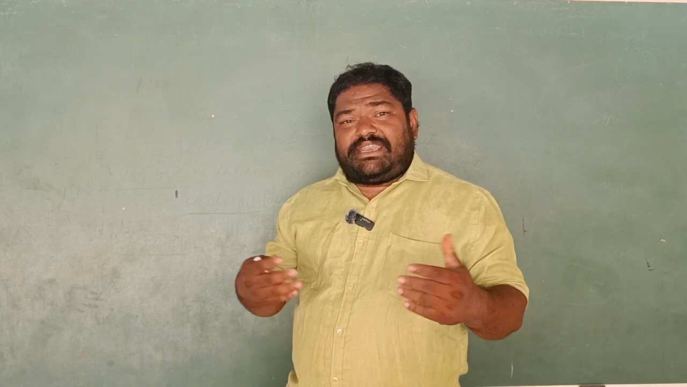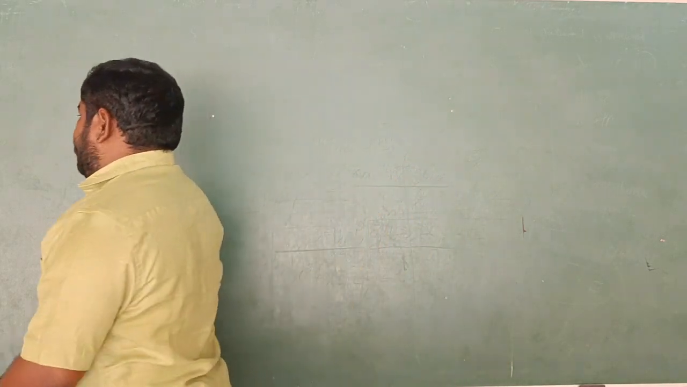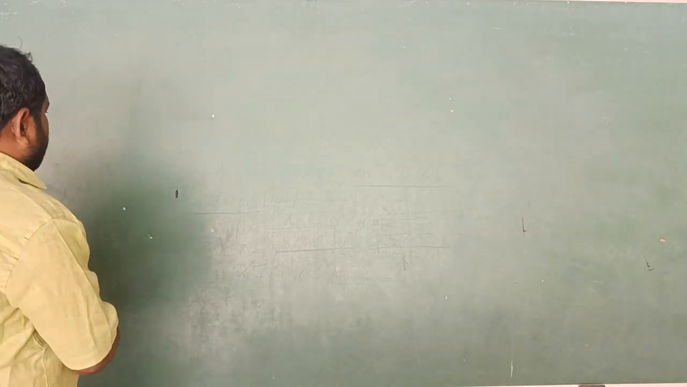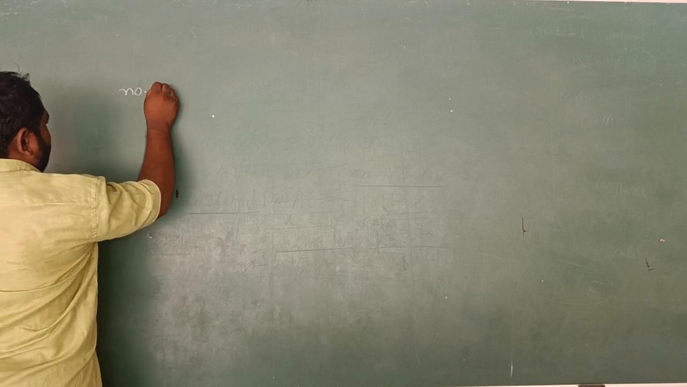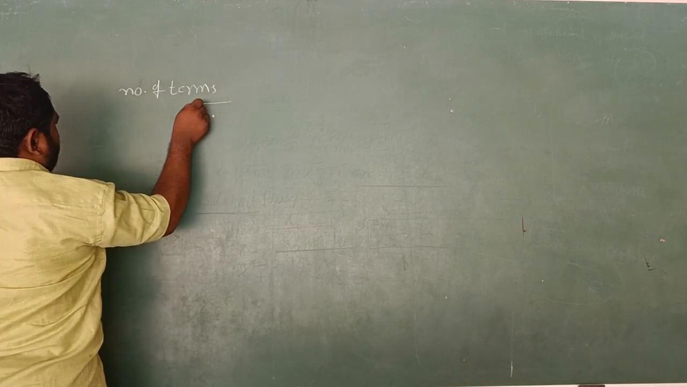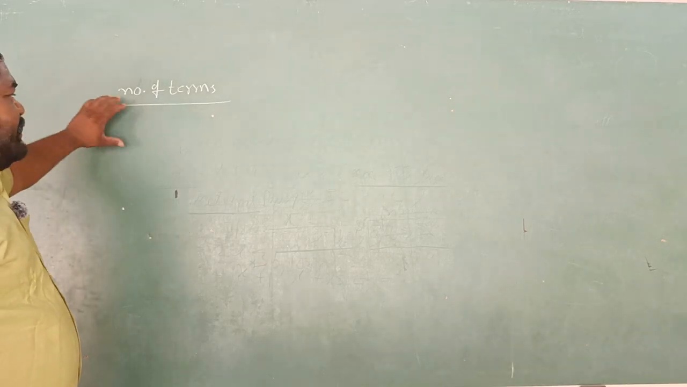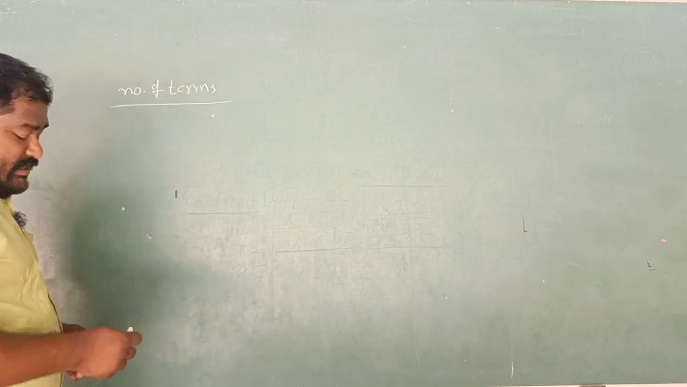A constant means a symbol which has a fixed value. Variable means a symbol which takes various values. Term means the combination of constant and variable. In this video we are going to discuss the types of polynomials according to the number of terms in a polynomial. According to the number of terms in an expression, the polynomials are classified into several types.